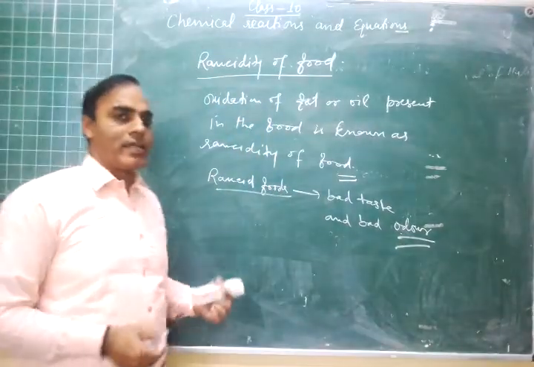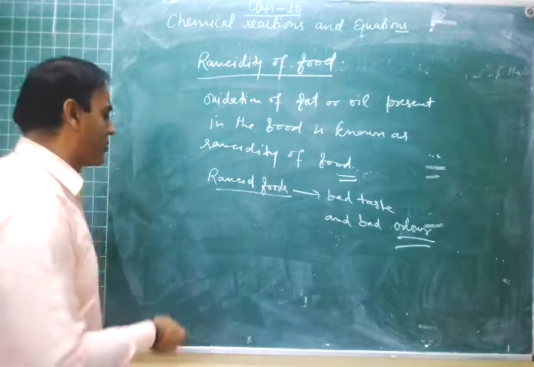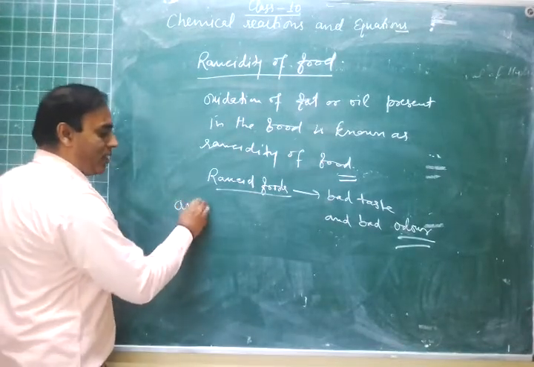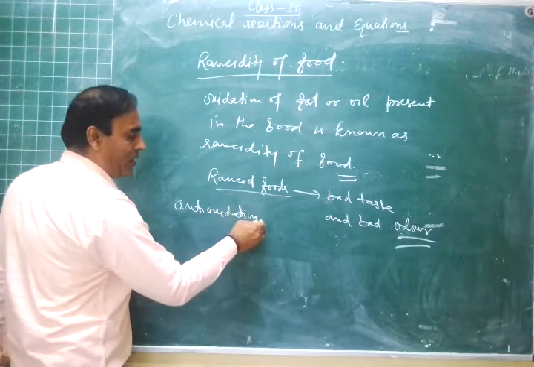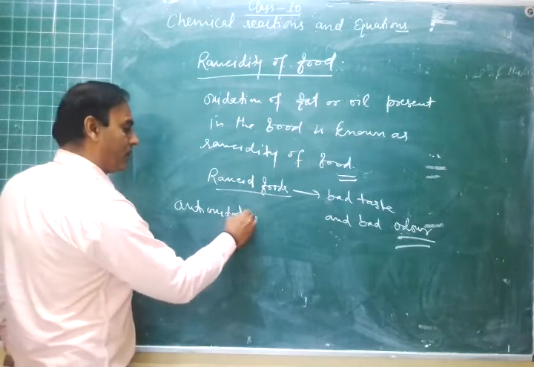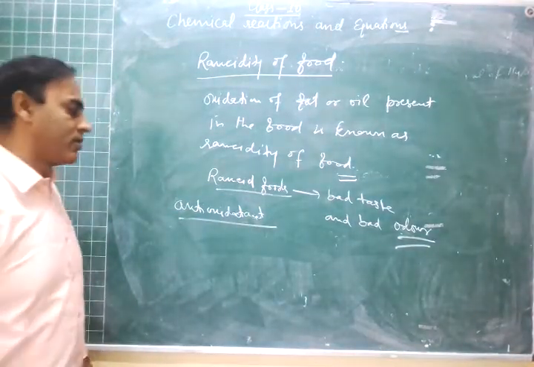So to avoid rancidity of food, some antioxidants are used in food. What are antioxidants? Those which prevent oxidation of fat and oil in the food are known as antioxidants.